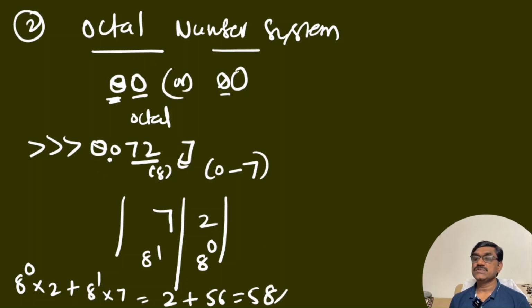So whenever you give 0, small o, 72 and hit the enter key, we get the value 58. This is how we represent the integer value 58 in the form of 0o72, which is octal. That is very, very important. After the octal number system, next the third one is the hexadecimal number system.